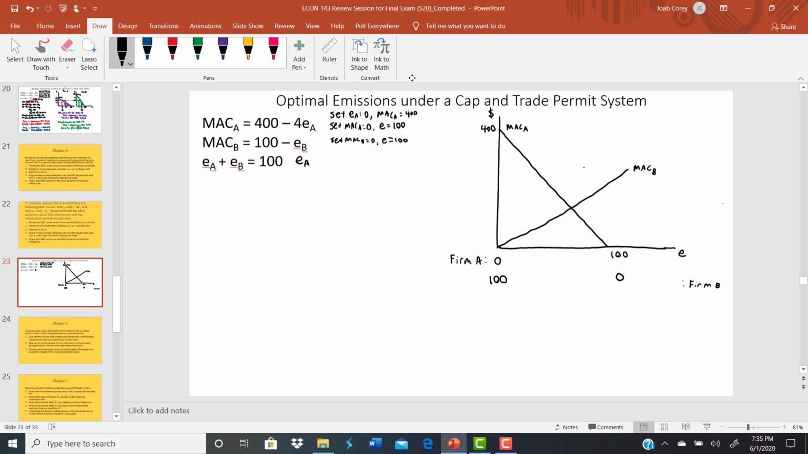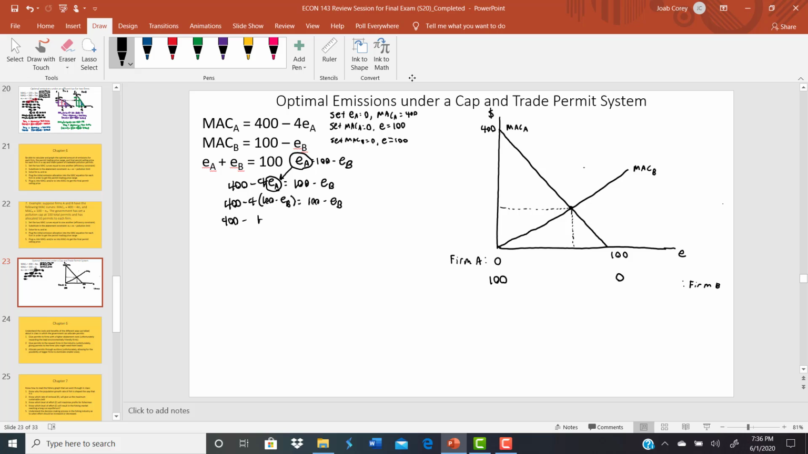Right, so E sub A is equal to 100 minus E sub B. So with that in mind, we can go ahead and start to calculate out an equilibrium, or get the optimal number of emissions for each firm, as well as what that last permit price is going to be. Right, so as we are calculating this out, again, just setting MAC sub A equal to MAC sub B. Right, so we got 400 minus 4 E sub A equal to 100 minus E sub B. And E sub A here is what we're going to be plugging into this equation. So that 100 minus E sub B is what we're plugging in there. So it's going to be 400 minus 4 times (100 minus E sub B) equal to 100 minus E sub B.